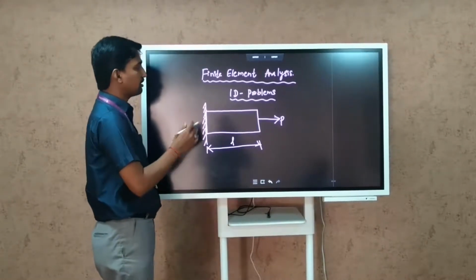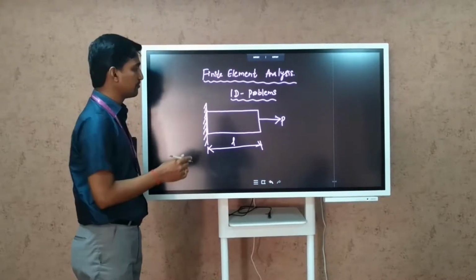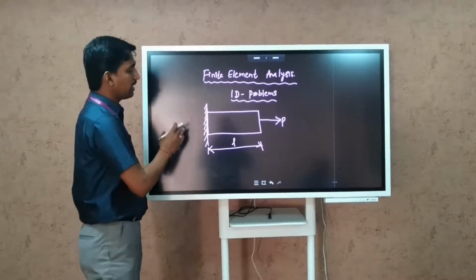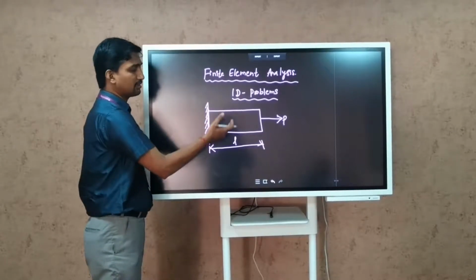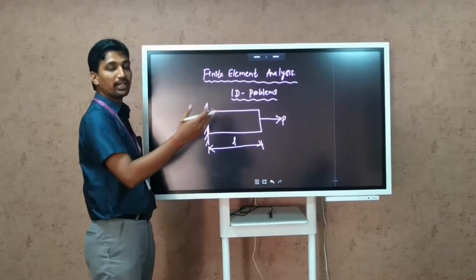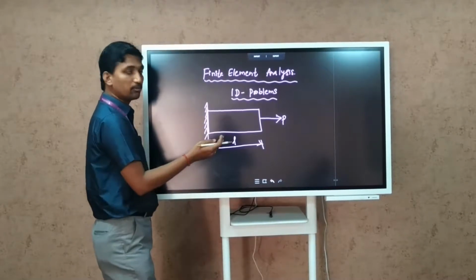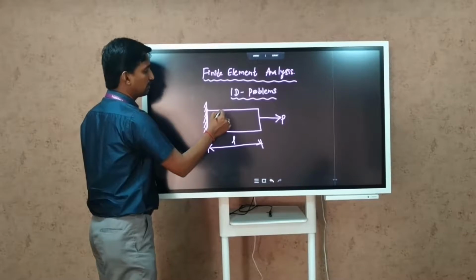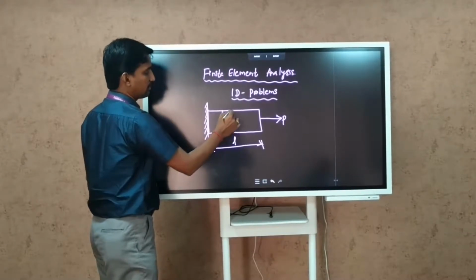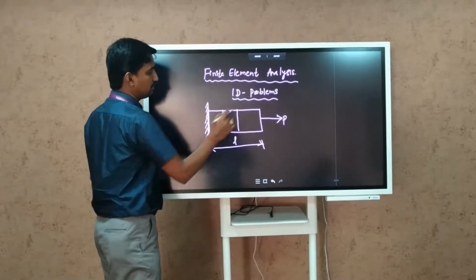In the first step, while solving the one-dimensional problem, we have to discretize the entire structure. According to our usage, we can discretize the entire bar into finite elements. In this problem, I am going to discretize the entire bar into 3 elements. This is the first element, this is the second element, and this is the third element.